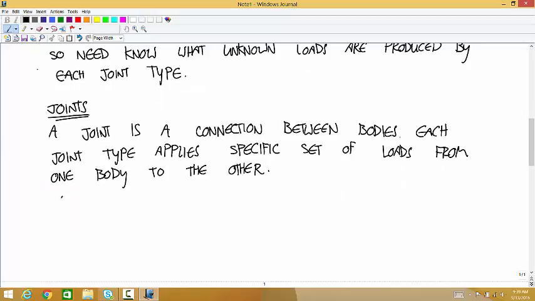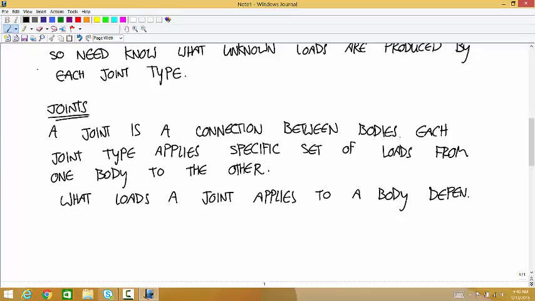What loads are applied depend on how the joint limits the degrees of freedom of the body. So what loads a joint applies to a body depends on how the joint limits the body's degrees of freedom.